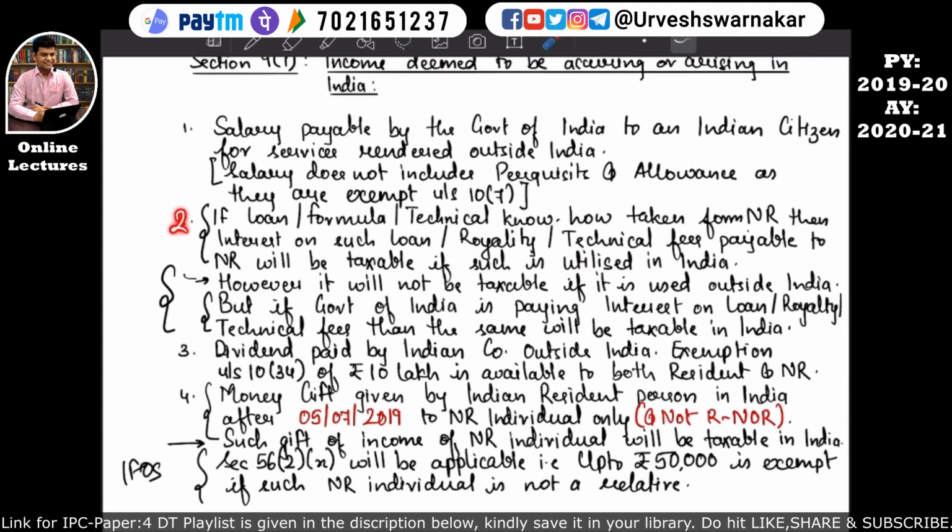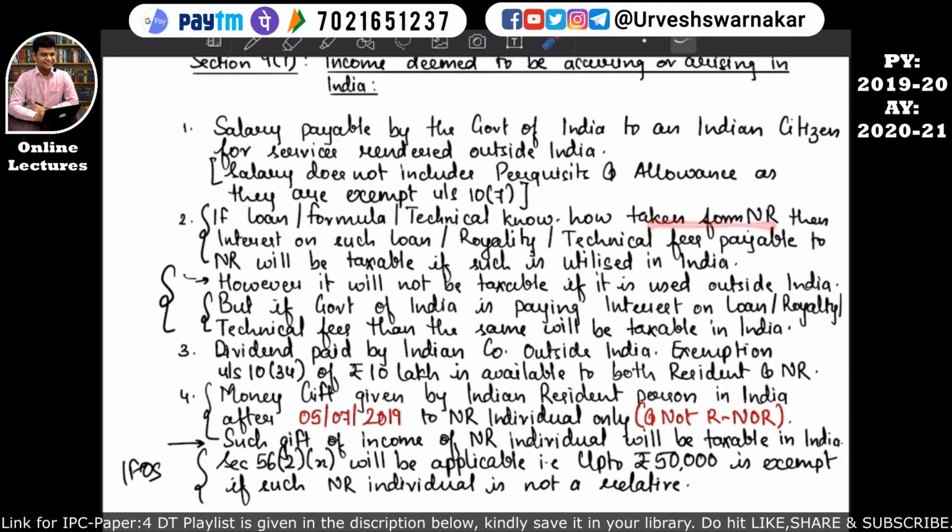Okay students, so now let's move on to point number 2. Point number 2 is a kind of a critical point. It runs into 3 to 4 pages in the study material, but I have compressed it into these 6 lines, okay. So how to read and interpret these 6 lines, let's understand it.